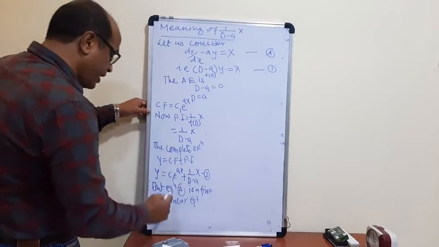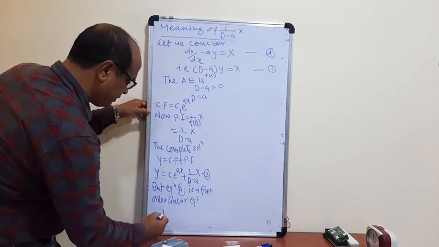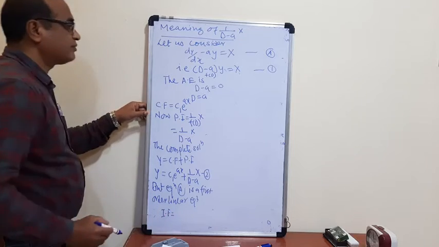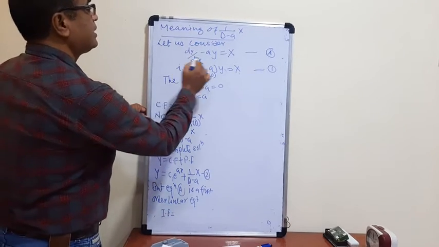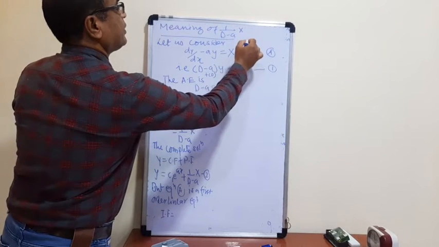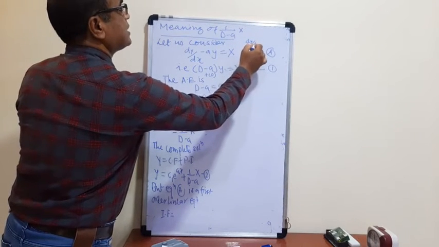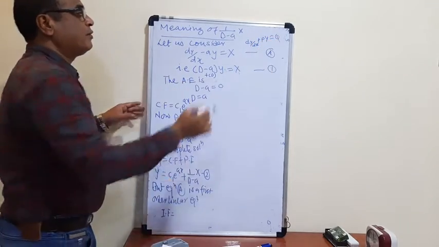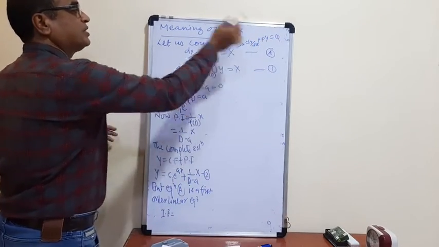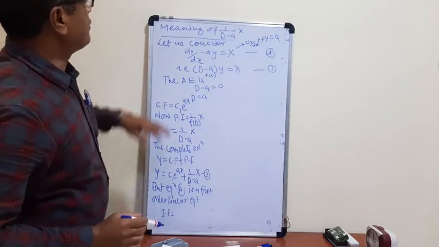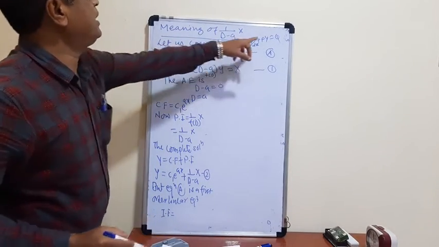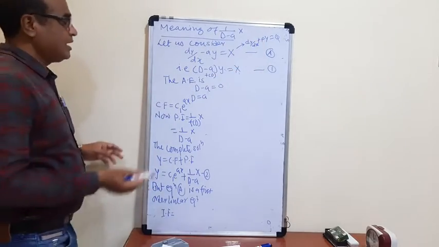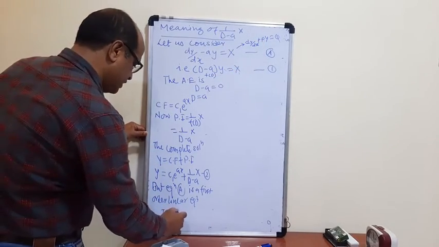Before that, find out the integrating factor. So what is the integrating factor? That is IF. What is P here? We compare this equation with dy by dx plus Py is equal to Q. What is P? P is minus a. And what is Q? Q is x. So the integrating factor is e raised to integration of P dx.